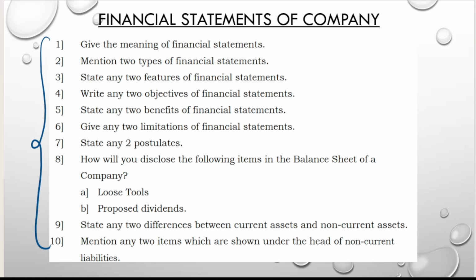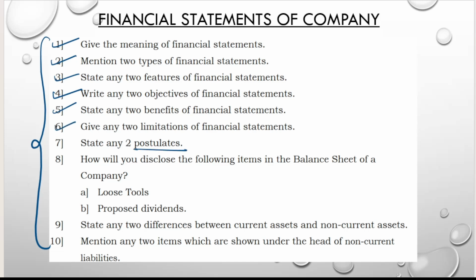Give the meaning of financial statement. Yes, direct. Two types of financial statement, balance sheet, profit and loss account. You have to write it as an income statement, balance sheet, cash flow statement. Features of financial statement, direct question, objectives, benefits, limitations. All these are direct questions.